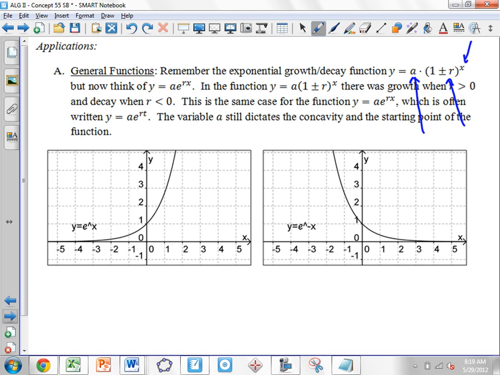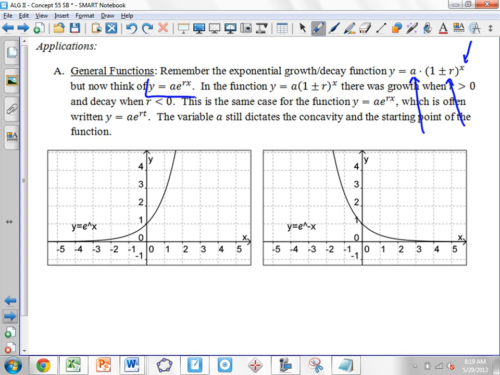Good. Time intervals passed. Time intervals, whether it's hours or years, depending on what the rate was. Same years. So we had that from last class. Now, instead of that, we can think of this as A e to the Rx.